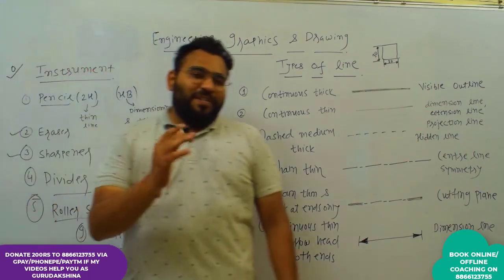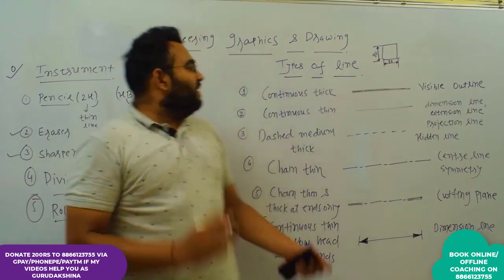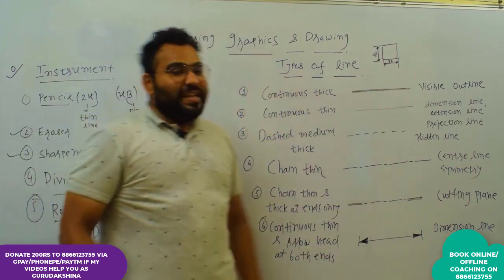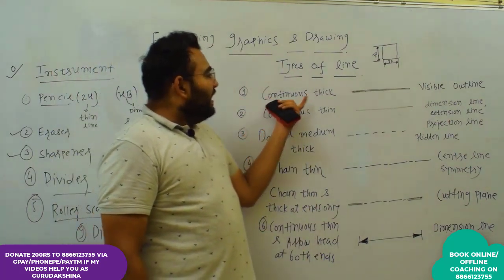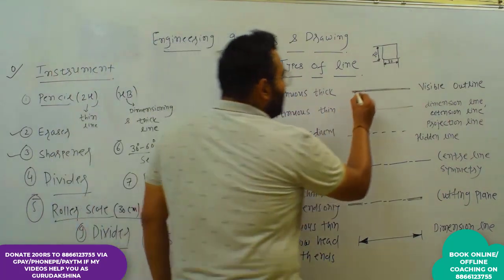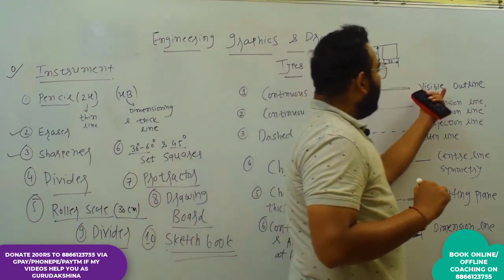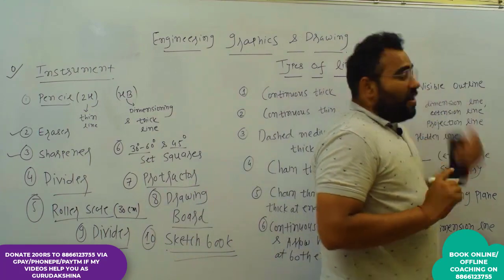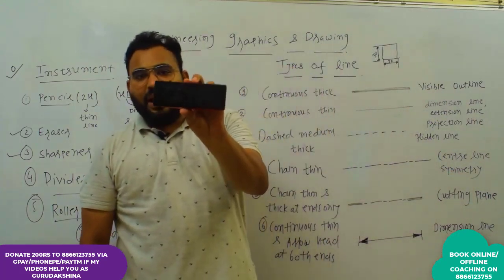Now we will start our very first topic of engineering graphics and design, that is the different types of lines in engineering drawing. The first line is called the continuous thick line. Here you can see this is a continuous thick line. This line is used for visible outline. Visible outline means, let's say you can see this duster with your naked eyes.